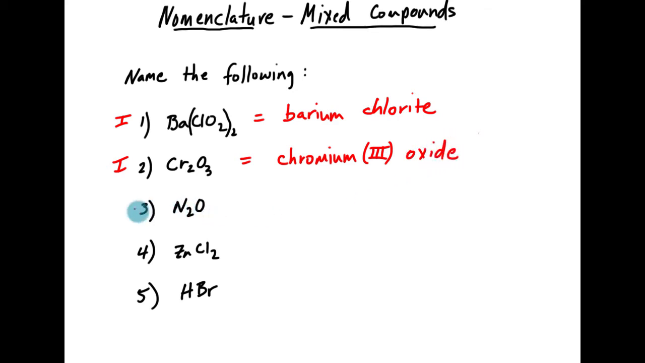Again, I come to the next one. I ask myself, ionic or molecular? We've got nitrogen and oxygen. I'm sorry, no metals in here, I have 2 nonmetals, so I can go ahead and use my rules for molecules. And the rules for molecules are to use prefixes for the number of atoms. So that would be dinitrogen, and I would say monoxide.